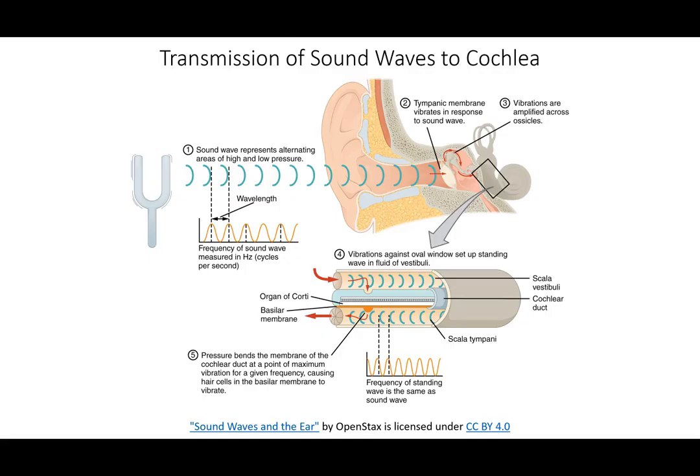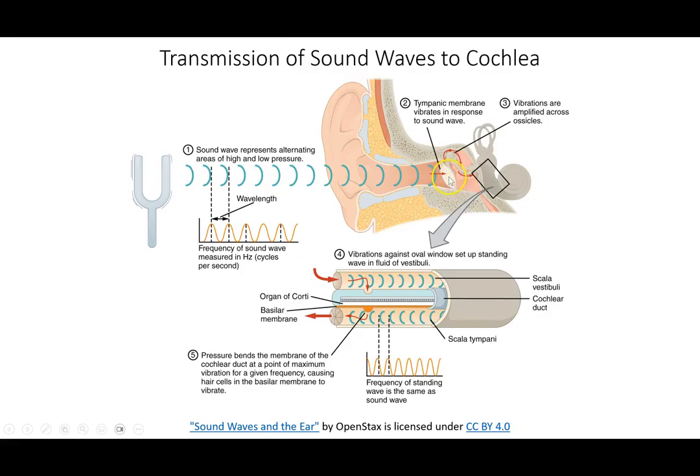So here is that transmission of sound waves, a graphic showing how this process works. So first step is we have some sort of sound that we hear. So the sound wave shown here is representing alternating areas of high and low pressure. So the high and low pressure areas, how often they occur is going to determine what we're hearing, how loud it is, and all that kind of stuff. So all of those sound waves pass through that external canal to the tympanic membrane, causing vibrations. So those sound waves will cause that to vibrate.